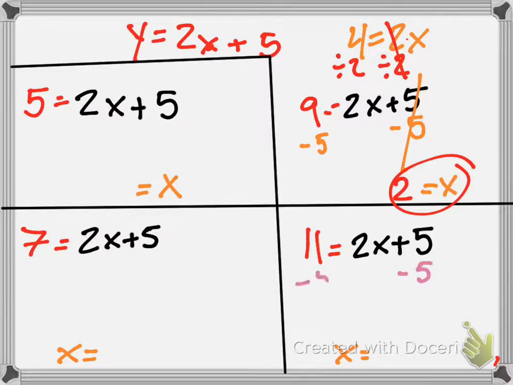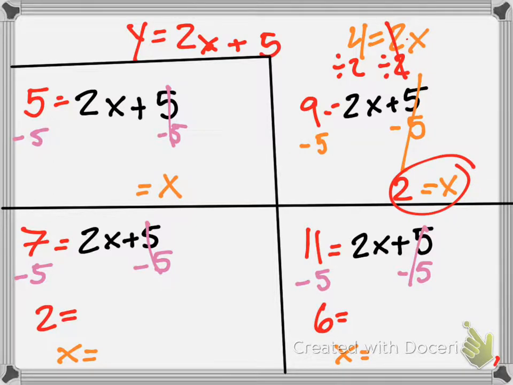Hey, wasn't that the step that we did for the other one? Because it's the same equation. For all of these, we are going to do a minus 5 on each side. In all cases, that 5 goes away. Now, 11 minus 5, we get 6 equals. 7 minus 5, we get 2 equals. 5 minus 5. What's 5 minus 5? 0. We get 0 equals. We have 0 equals 2x, 2 equals 2x, and 6 equals 2x.